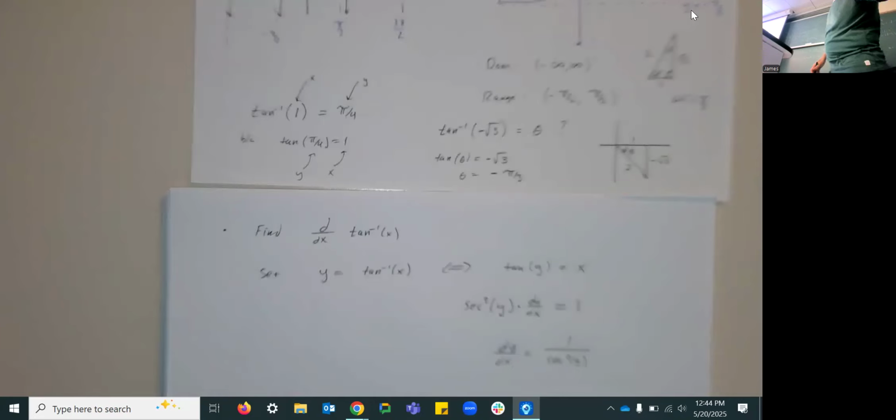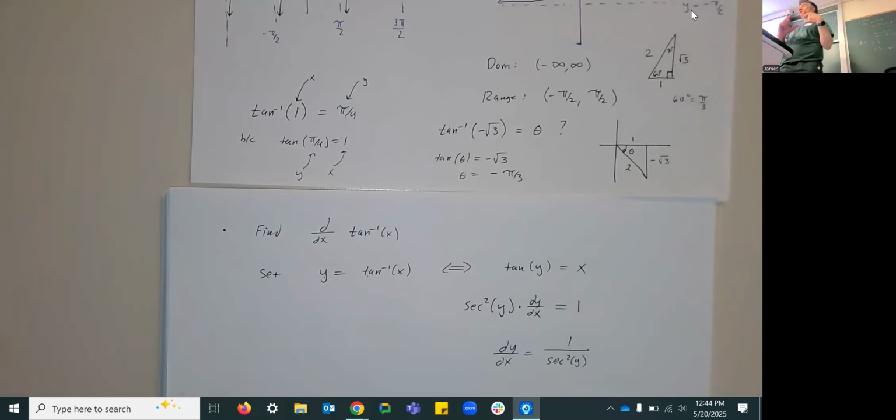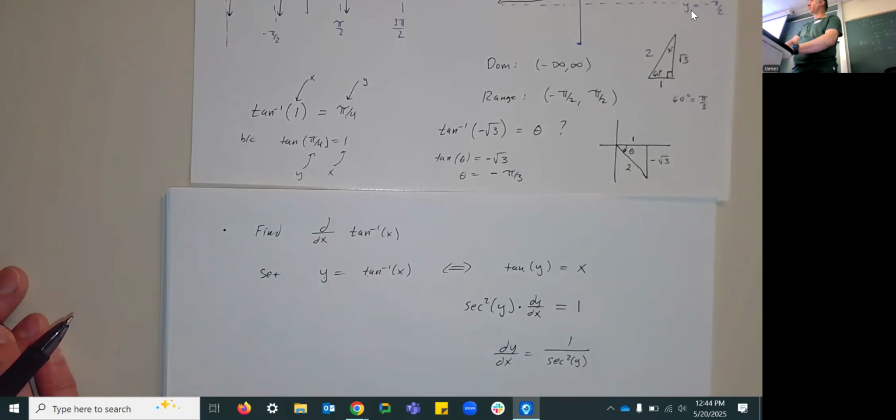But then, like the times we found the derivative of natural log of x, if we started off with a function of x, we should be able to end with a function of just x. So we're going to plug back in what secant squared of y is. What is secant squared of y equal to? There's a couple ways to do this. One way, which is my preferred way, is to draw a triangle.